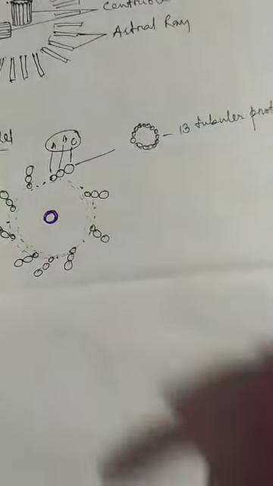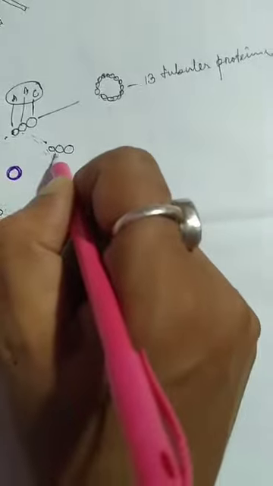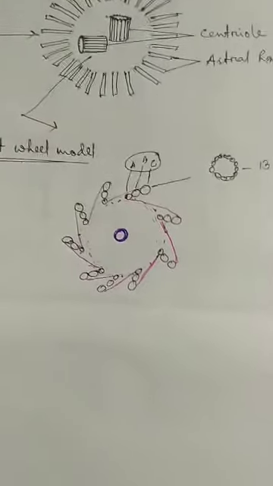1, 2, 3, 4, 5, 6, 7, 8, 9, 10, 11, 12 and 13. Each tubule contains 13 tubular proteins. Then each tritubular structure interconnects through A with C, A with C. Okay, then some protein is also present.